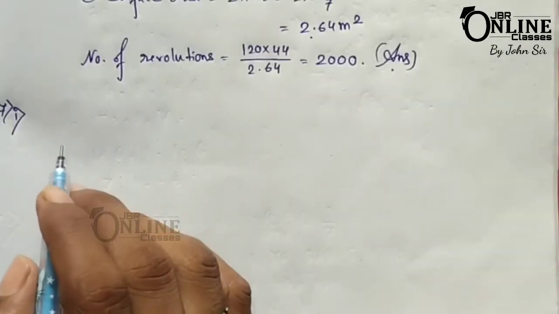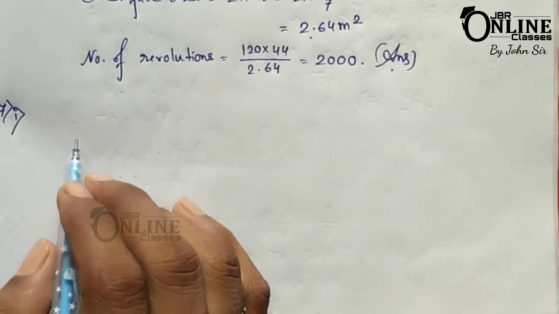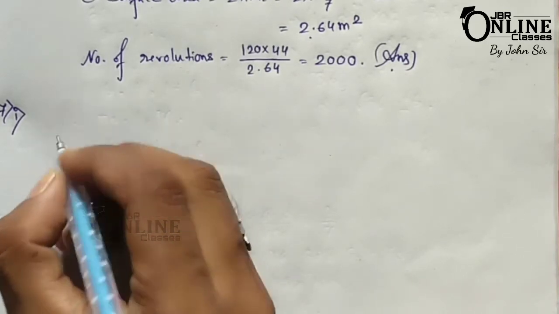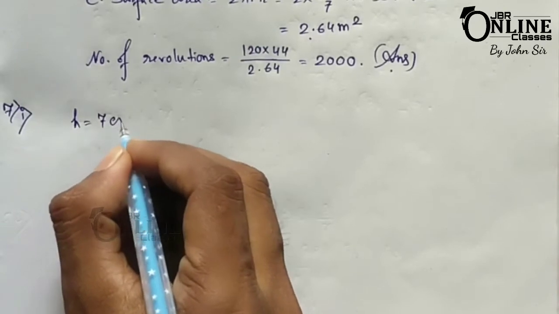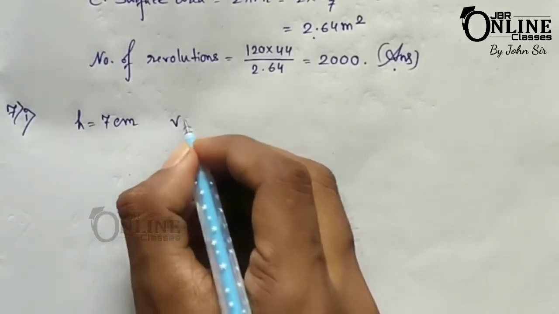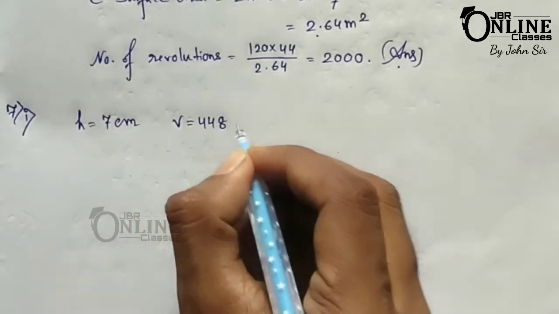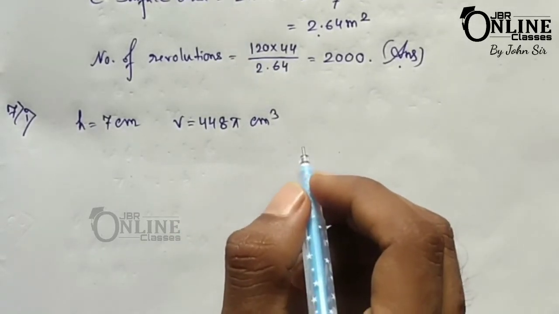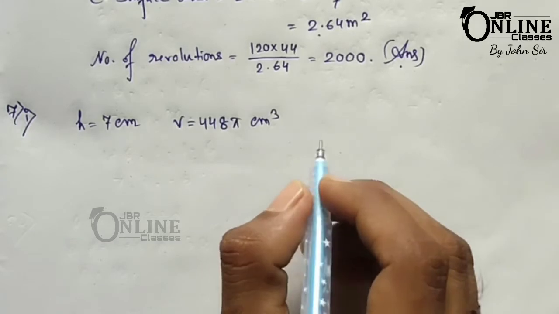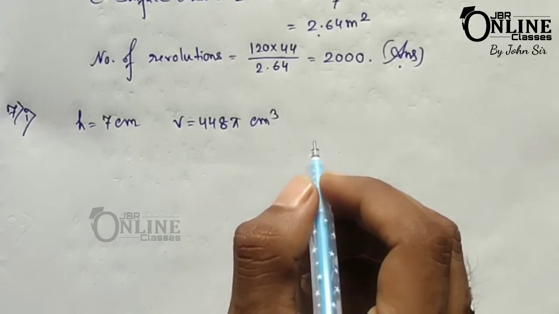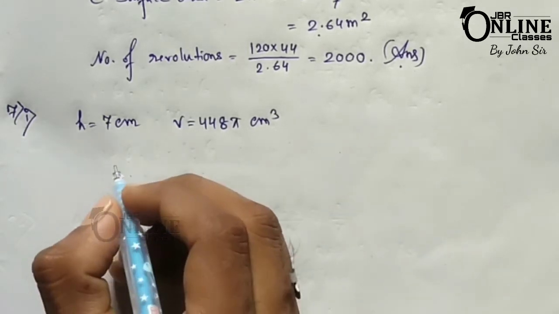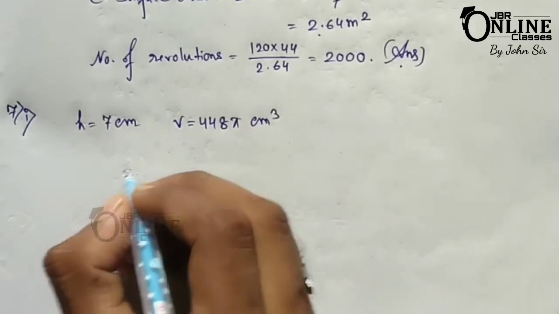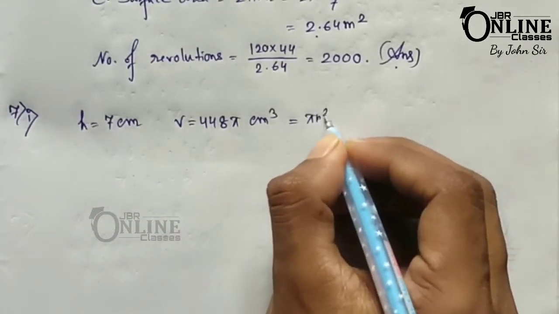Next, sum number 7. If the volume of a cylinder of height 7 centimeter, so here height equals 7 centimeter, and the volume of the cylinder equals 448 pi centimeter cube, it's given. Now find its lateral surface area, that means the curved surface area, and the total surface area. Now we know the formula of the volume equals pi r square h.